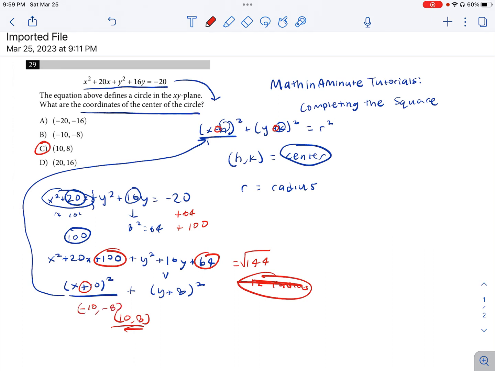And the right answer is B, negative 10, negative 8.